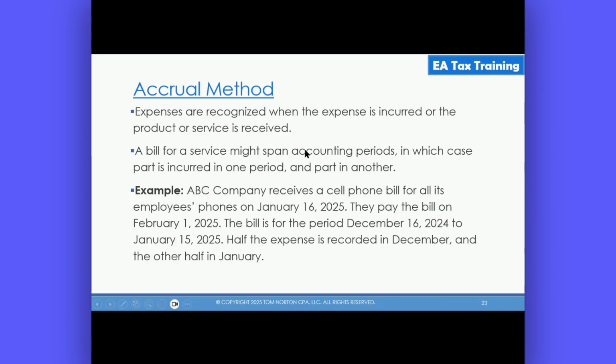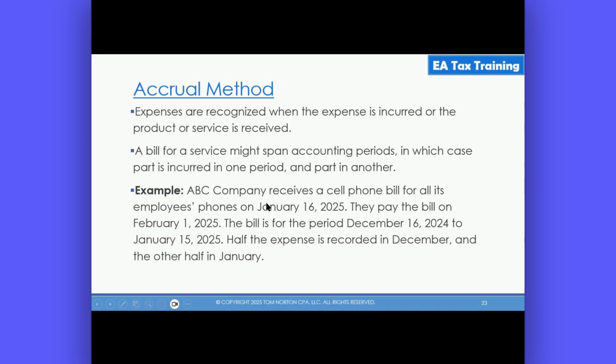On the expense side, so we've been talking about the revenue side. When do we recognize revenue? But what about the expense side? With the accrual method, expenses are recognized when the expense is incurred or the product or service is received. A bill for a service might span accounting periods, in which case part is included in one period and part in another.